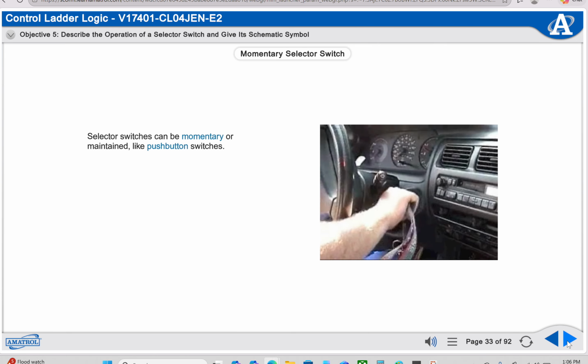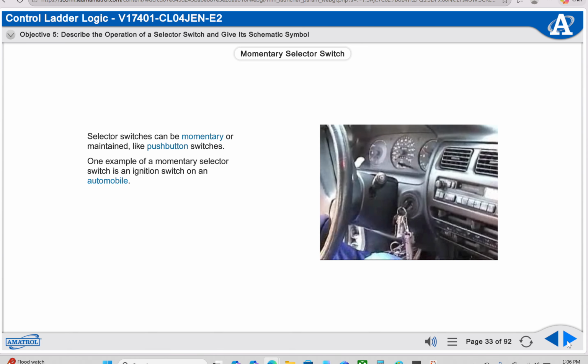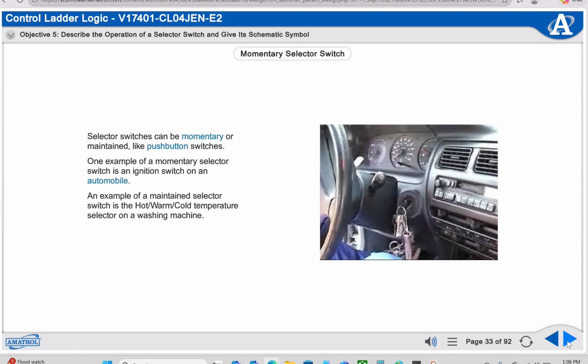Selector switches can be momentary or maintained, like push-button switches. One example of a momentary selector switch is an ignition switch on an automobile. An example of a maintained selector switch is the hot, warm, cold temperature selector on a washing machine.